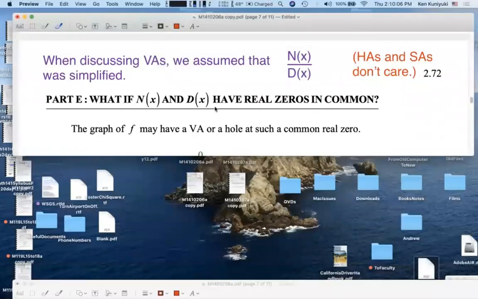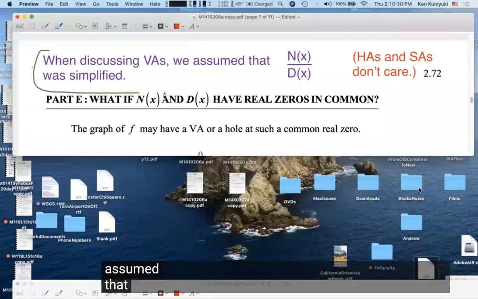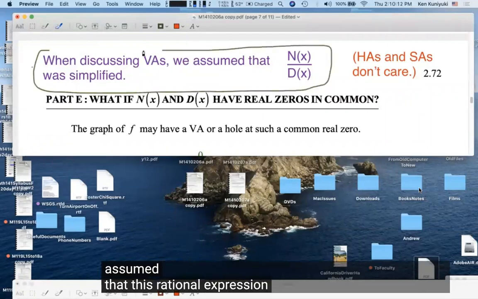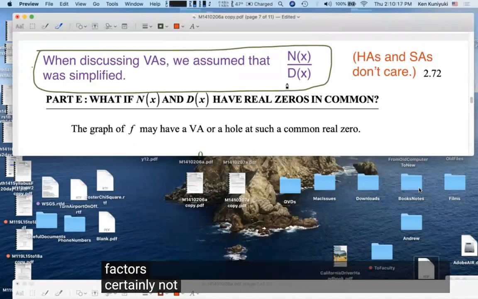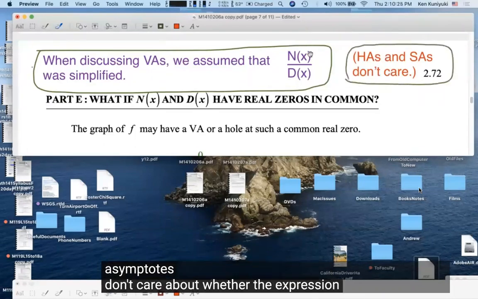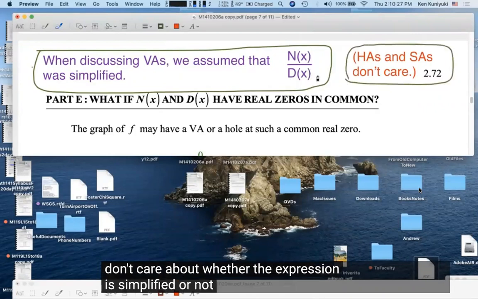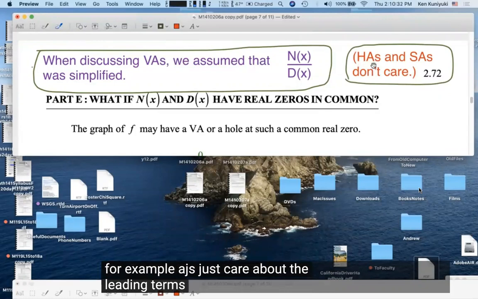Hi, everyone. Before, when we were discussing VAs, we assumed that this rational expression was simplified, that they had no common factors, certainly not common factors in x. Now, bear in mind that HAs and SAs, horizontal and slant asymptotes, don't care about whether the expression is simplified or not. For example, HAs just care about the leading terms.